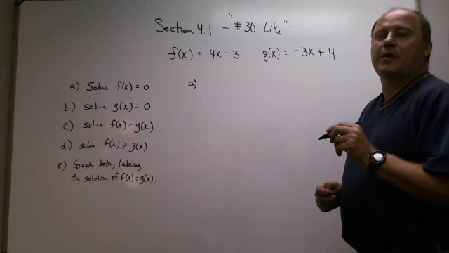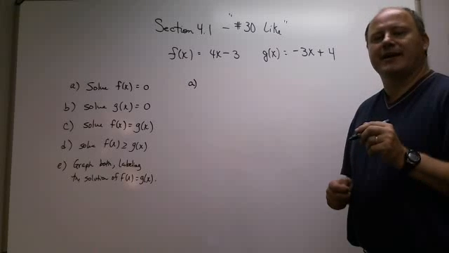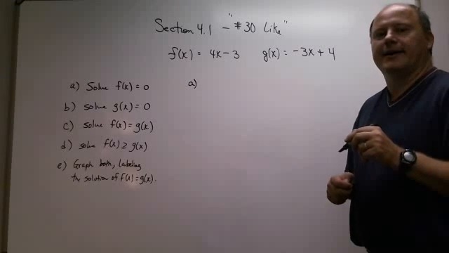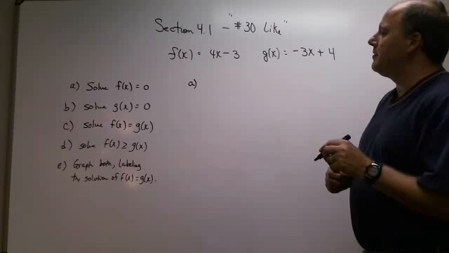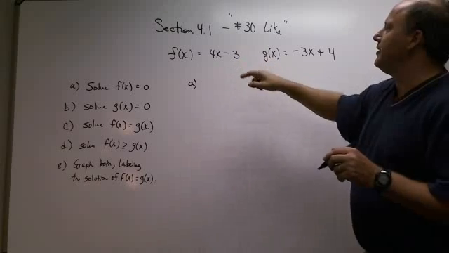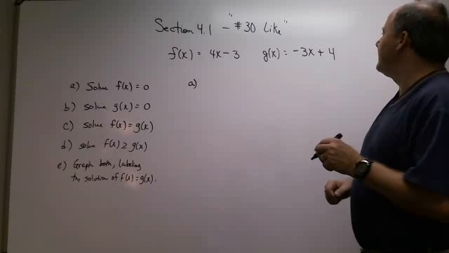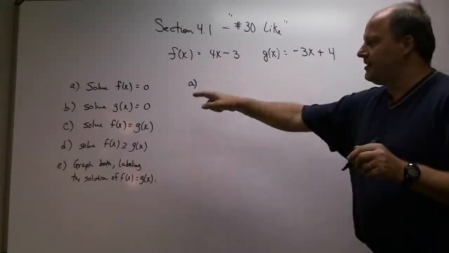Hello, we have a problem from section 4.1, problem number 30. Now, a lot of you guys haven't got to this point yet. My online students have, but this is a problem that asks, if you have two functions, f of x equals 4x minus 3 and g of x equals negative 3x plus 4, and they want the answer to these questions.